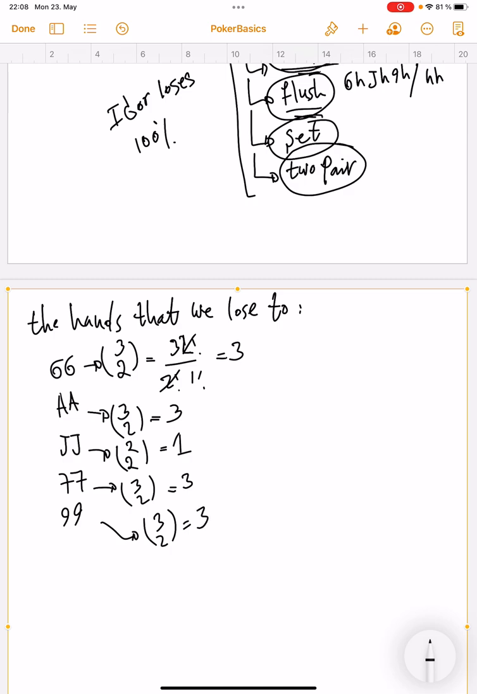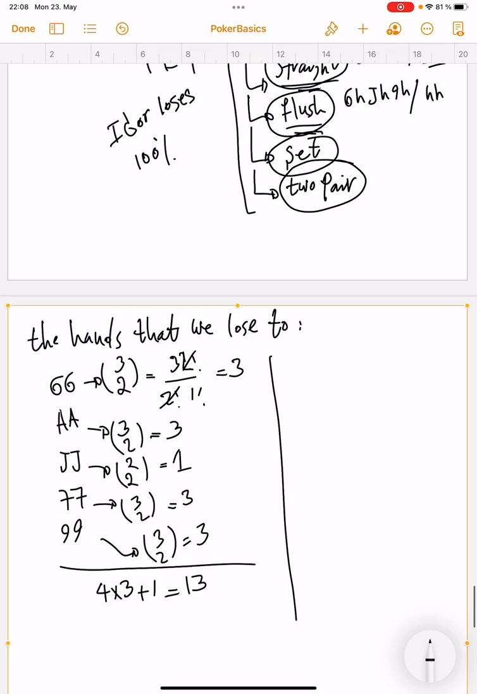So the summation will be 4 times 3 plus 1, which will be 13. So these 13 combinations basically make a trilling or three of a kind, which we 100% lose to, right? Now we go to the next hand. The next hand is, we can go to two pair actually.